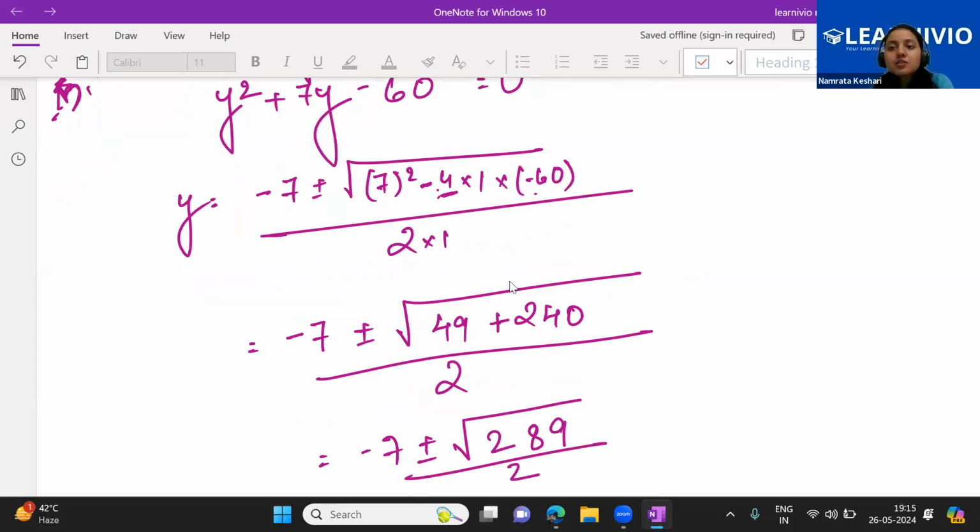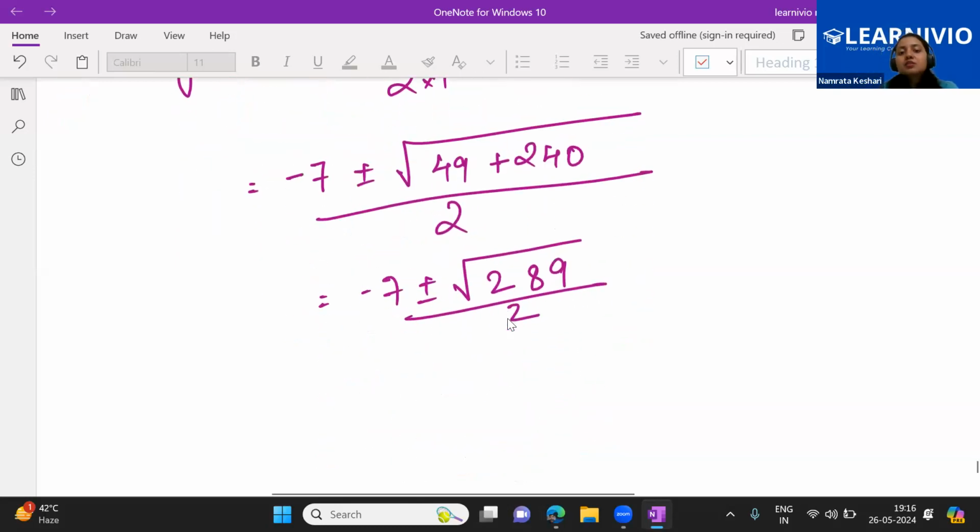289. If you have learned the squares of numbers when you were doing the squares and square root chapter, that time only the teacher suggests that you learn the squares of all the numbers at least till 20. 1 square, 2 square, 3 square, 4 square, 5 square, 6 square, up to 20 square. All the squares you must memorize. If you have memorized, you will be able to identify 289 is the square of which number?